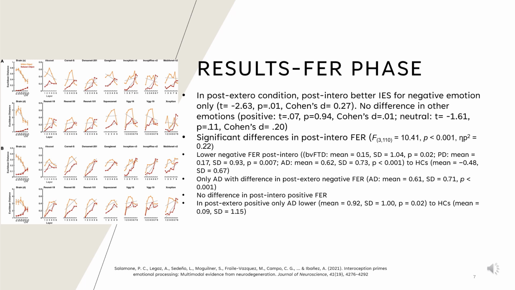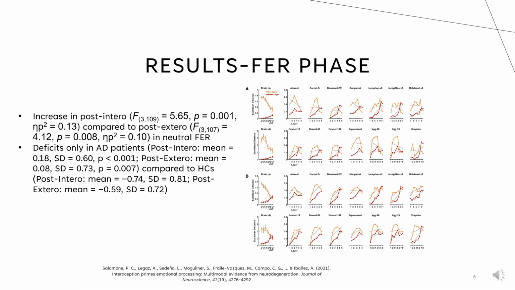For positive emotions, no significant group differences were found in the post-interoceptive condition, but only Alzheimer's disease patients, that had a mean of 0.92, standard deviation of 1, and a p of 0.02, exhibited lower outcomes than healthy controls, that had a mean of 0.09 and a standard deviation of 1.15, in post-hoc comparisons for post-exteroceptive FER. For neutral emotions, significant differences were found between groups in post-interoceptive neutral FER.